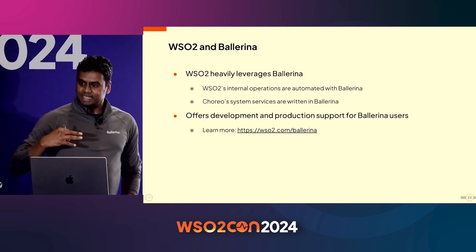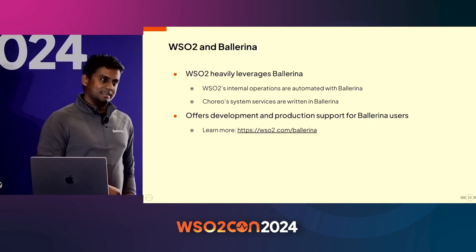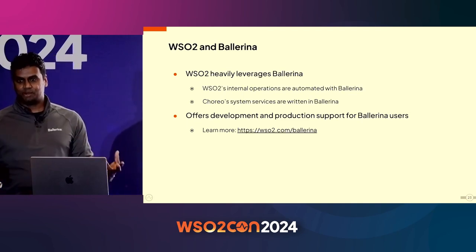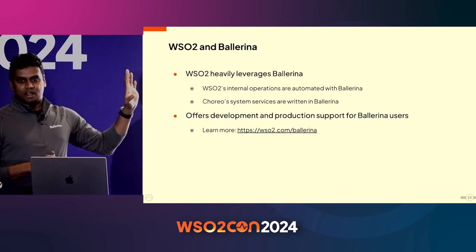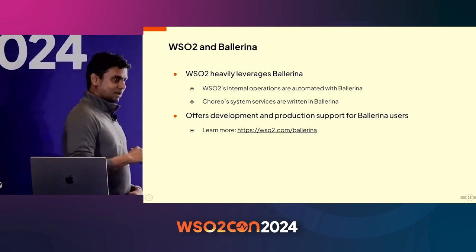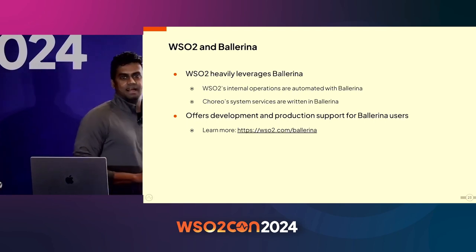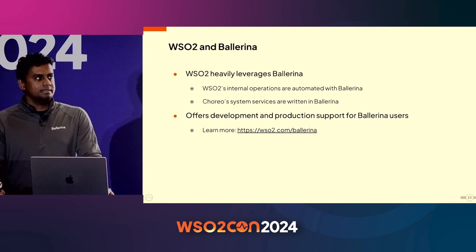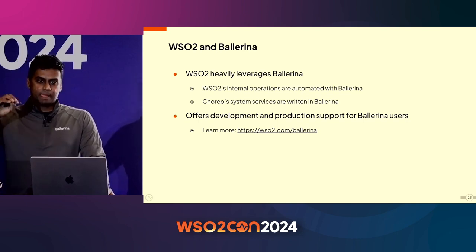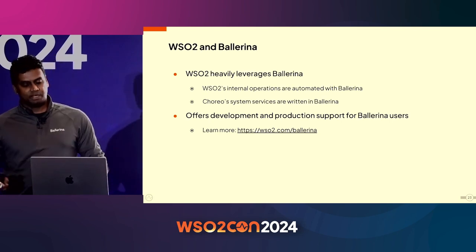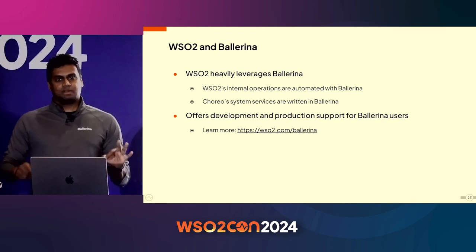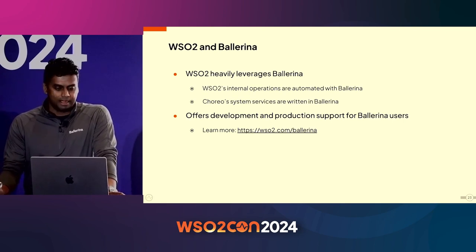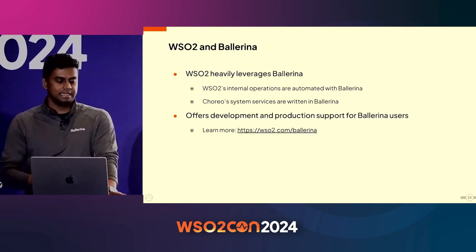The other thing is, not only does WSO2 develop Ballerina, it uses Ballerina in a deep way, as in all WSO2 internal systems, critical systems like payroll, which is important to me, are written in Ballerina. And all the leaves, ordering lunch, everything, all the internal systems are written in Ballerina. And if you look at Choreo, all the system services in Choreo, for example, when you use the Choreo UI, you make a request to the GraphQL service. It's a very big GraphQL service. It's also written in Ballerina. So WSO2 is heavily invested in Ballerina in both ways. Right? And if you're interested in development, production support, there's a way, I think this slide, this link has details.